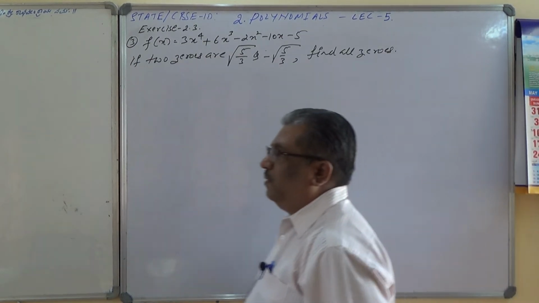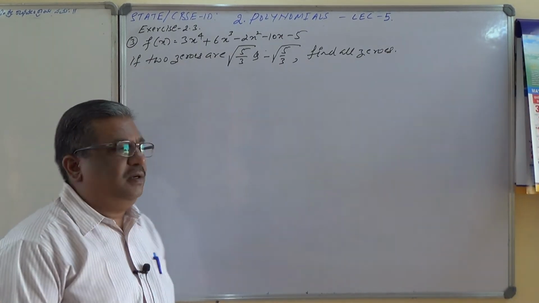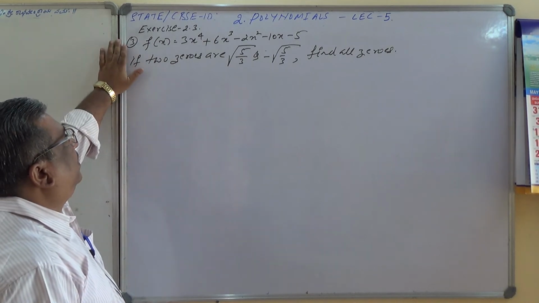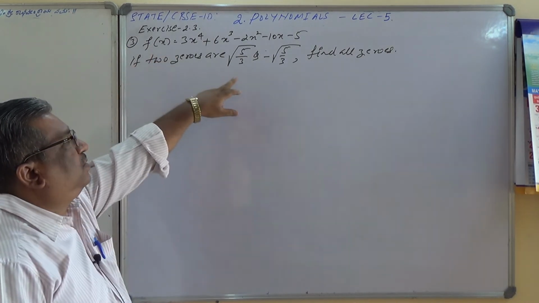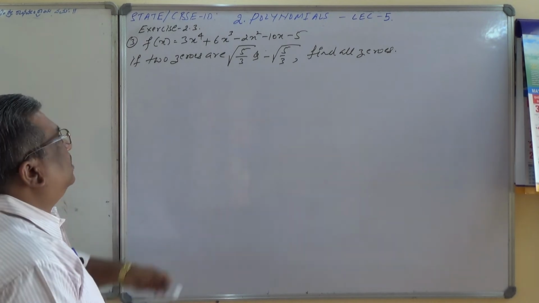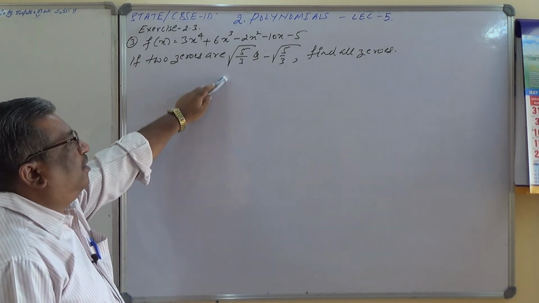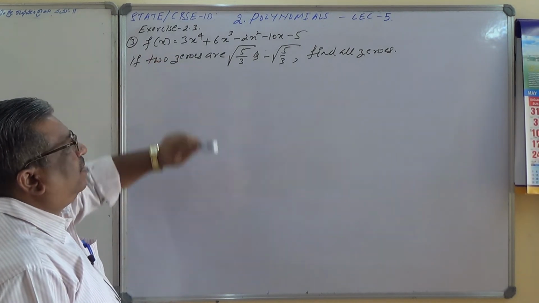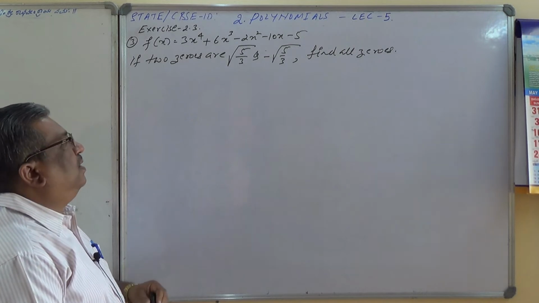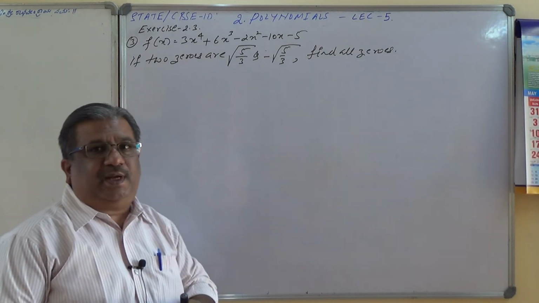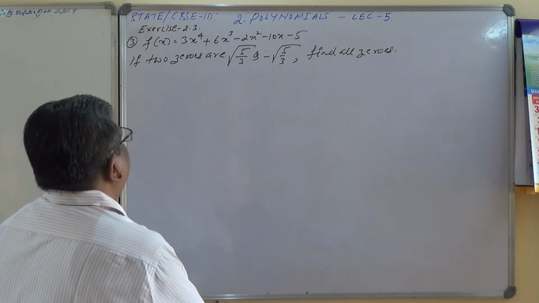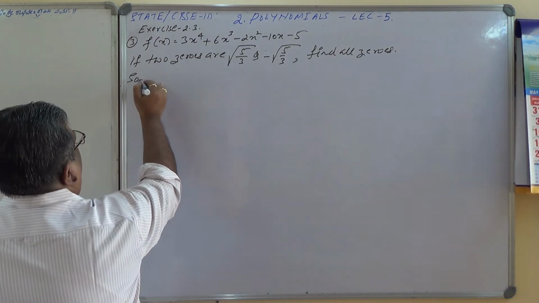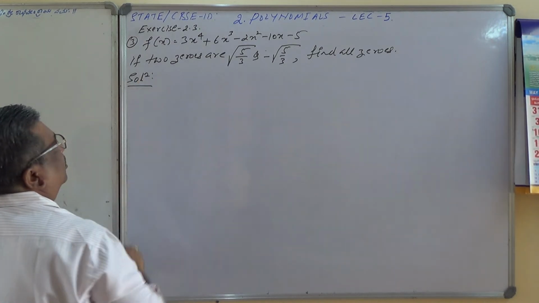Here we have one more sum. Exercise 2.3, third one. If two zeros of the polynomial are given, find all the zeros. All zeros means how many zeros will be there? This is a biquadratic polynomial, degree is 4, therefore a maximum of 4 zeros will be there. Two are given, another 2 we need to find out. That is the question asked. So let's see here, solution.